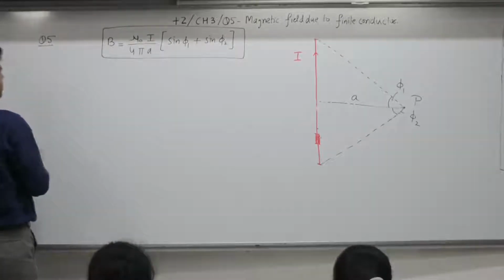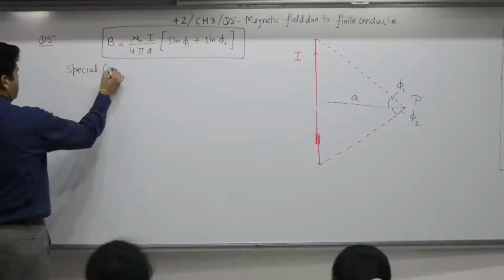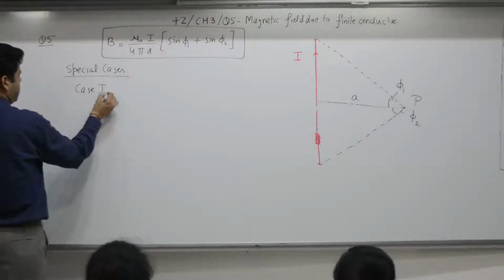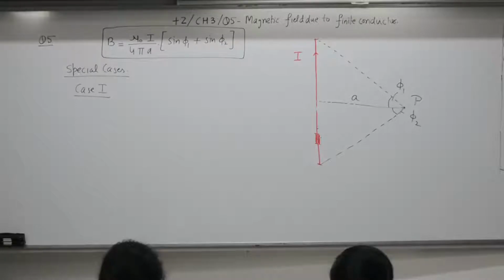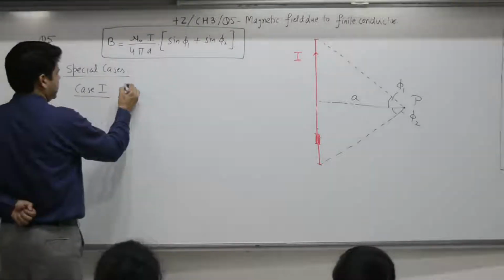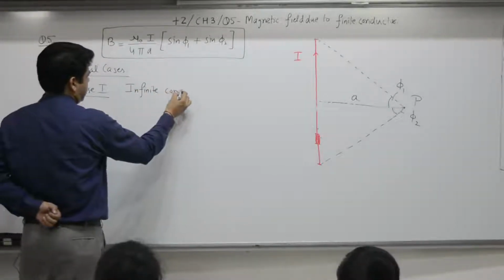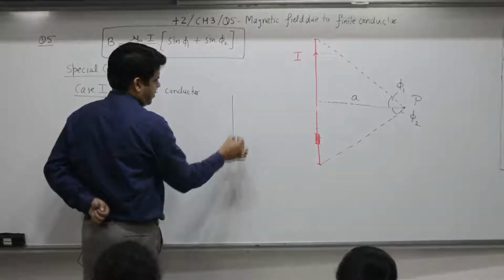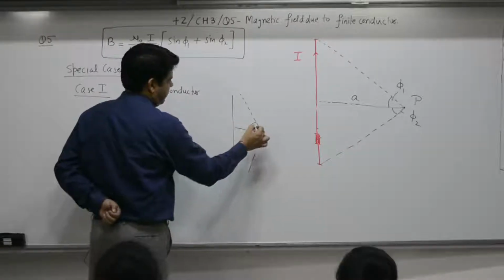Special cases. Case 1. You need not refer to the notes. I will just go through the infinite conductor. Angle phi 1 will approach what?